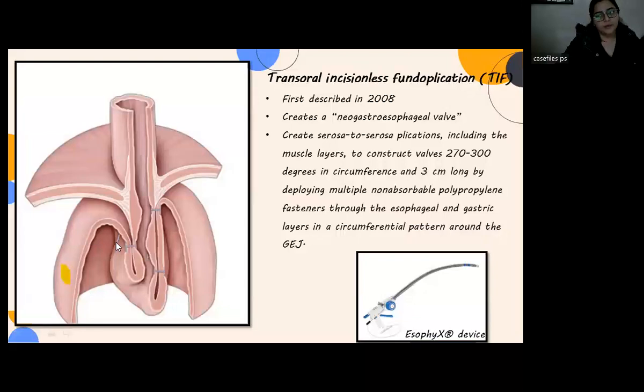Another recently described modality is a transoral incisionless fundoplication. It was first described in 2008, in which we create a neo-gastroesophageal valve. We create serosa to serosa plications, as we can see in the image, and include the muscle layer to construct valves, which are around 270 to 300 degrees in circumference, and ideally, this should be 3 centimeters long. This is done by deploying multiple non-absorbable polypropylene fasteners through the esophageal and the gastric layers into a circumferential pattern around the gastroesophageal junction.